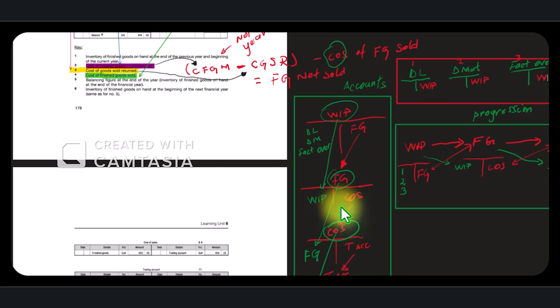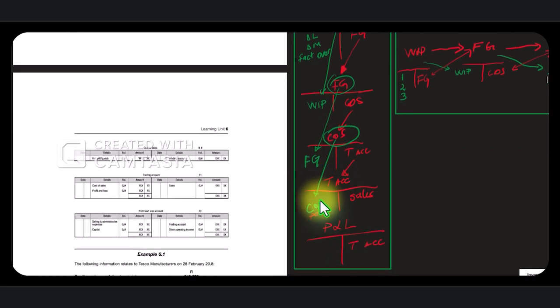And this will become an account in itself. So after work in process, there's finished good. After finished good, we will look at the cost of sales. After the cost of sales, we'll look at the trading account. After the trading account, we will look at the profit and loss, right? So there's a progression there.